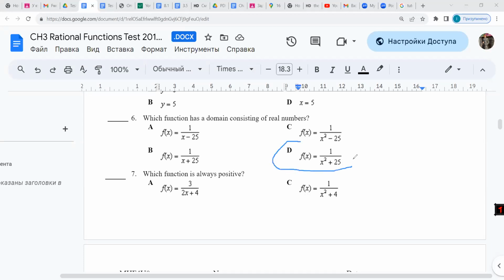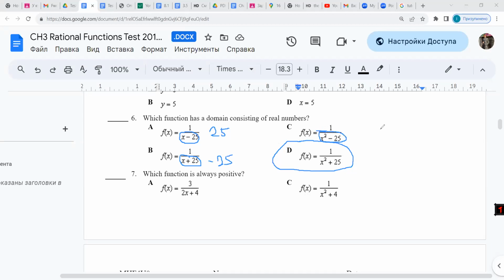Okay, here the answer would be D, and I'll explain why. In the first example, there's going to be an exclusion when x equals 25, because it would have a vertical asymptote. This one would also have a vertical asymptote at 25, so it consists of real numbers, but only partially. We have exclusions.